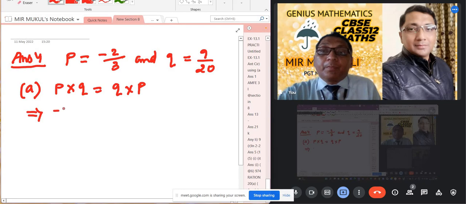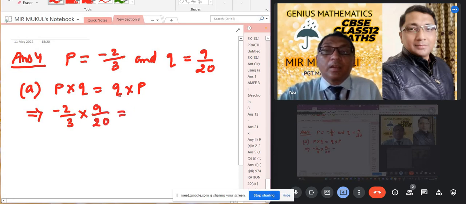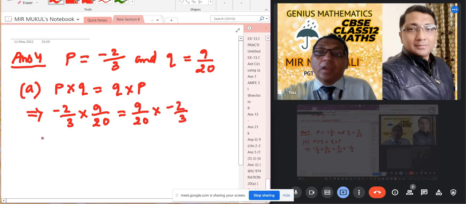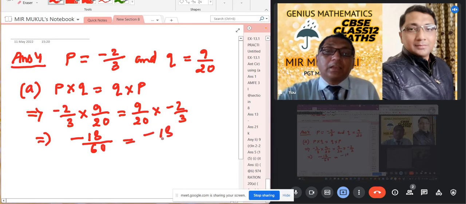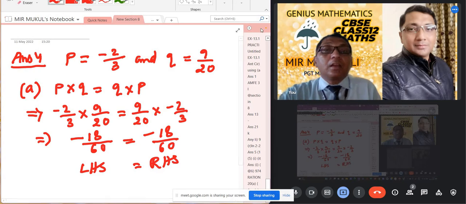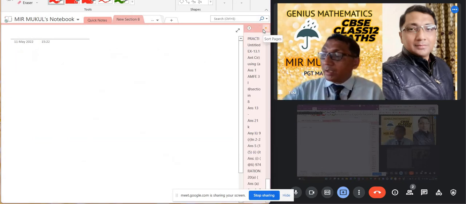So value of P, put minus 2 by 3. Value of Q, put 9 by 20. Here Q 9 by 20 and P minus 2 by 3. If we multiply, then in the numerator we are getting 18 and denominator 60. And here also if we multiply, we are getting 18 in the numerator and 60 in the denominator. So LHS equals RHS. So verified. Understood?